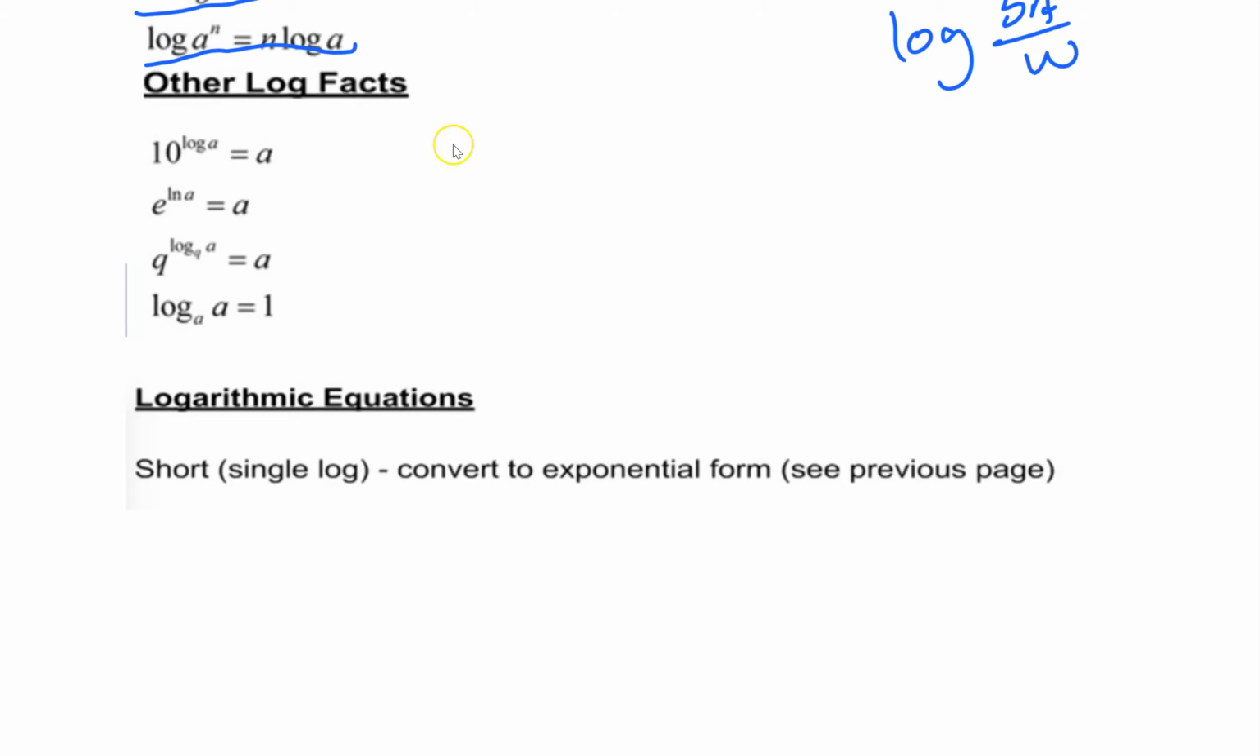That's basically saying if you have a base with the log to the thing, these cancel out, you just get a. That's what happens here. Remember, log without a base is base 10. These cancel out, you just get a. E and natural log cancel out, and that's the one that everybody knows. This is the more generic form of that.